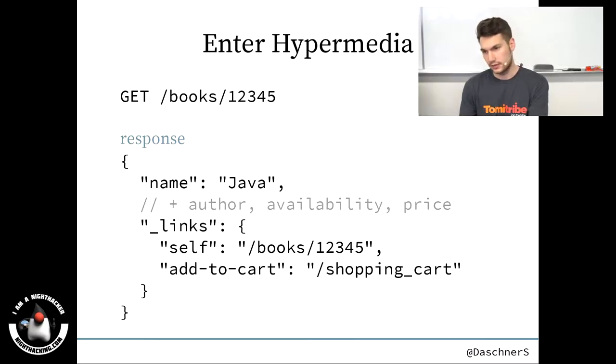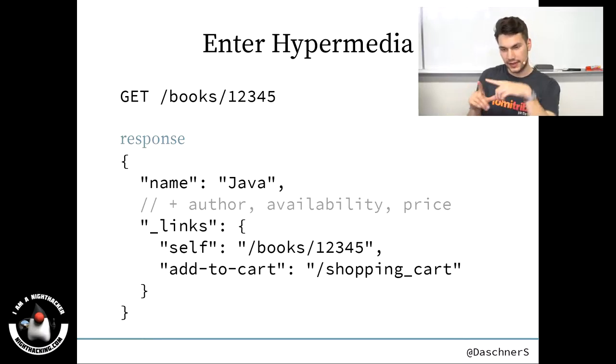This example is in JSON, but it doesn't matter. Now we have that self relation again, pointing to the same resource. But the interesting new thing here is that add to cart link. That is the add to cart functionality where the resource resides, where you can post some information when you want to add some book to your shopping cart. Because now you can tell the client where to find that URL where I can actually add some items to my shopping cart.